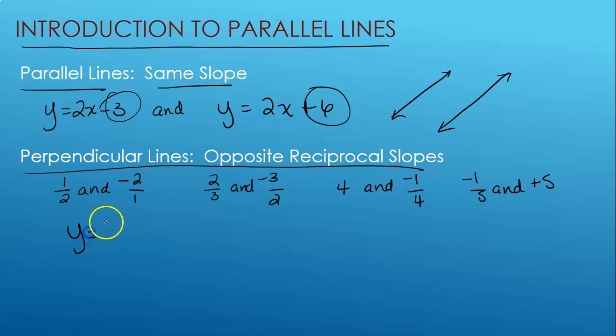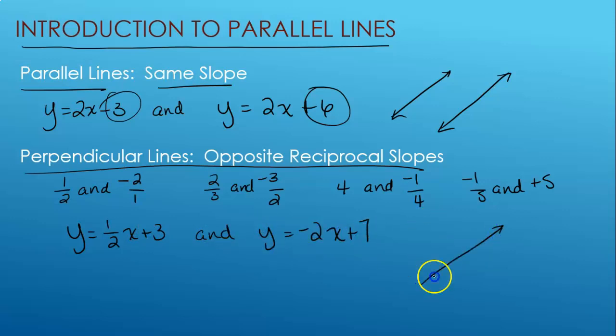So if I have an equation like y equals 1/2 x plus 3 and y equals -2x plus 7, those are perpendicular. They might look something like this. Perpendicular lines don't just cross. They cross at a 90-degree angle. So for example, these are not perpendicular lines. They cross together, but they don't cross at a right angle like these two do.